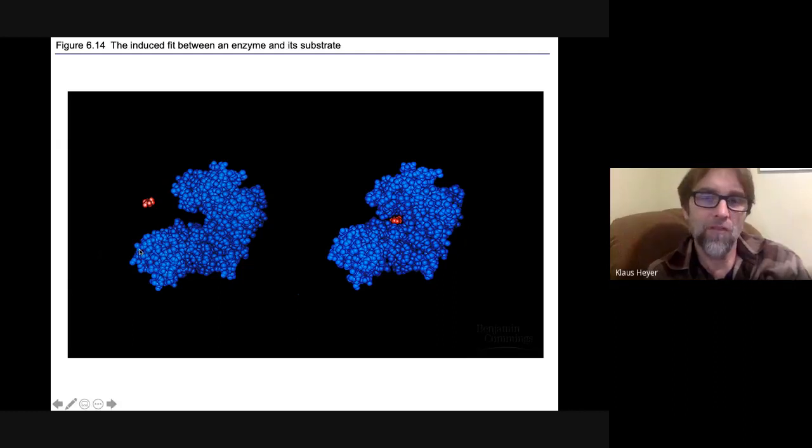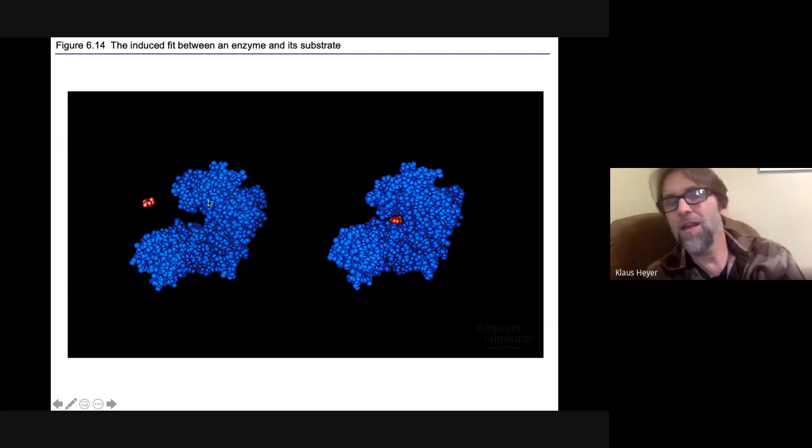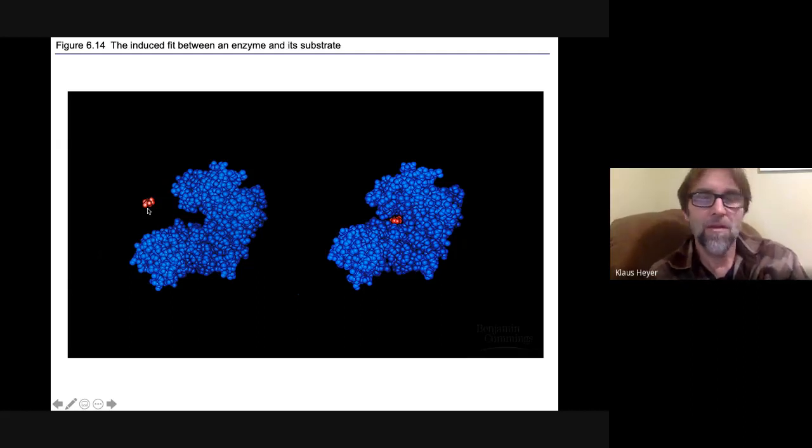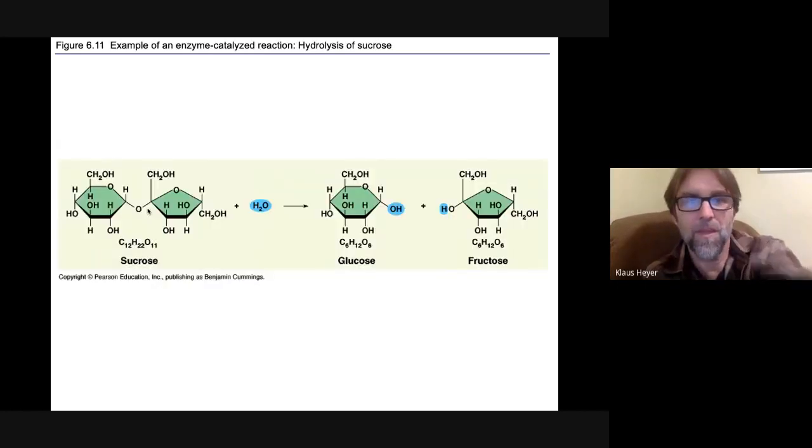The enzyme in this photo is red, and the substrate, the thing that the enzyme's going to work on, is blue. So pretend that this is starch in blue, and the enzyme is called amylase. By the way, when you see a word that ends with A-S-E, it's going to be an enzyme. I'll give you an example.